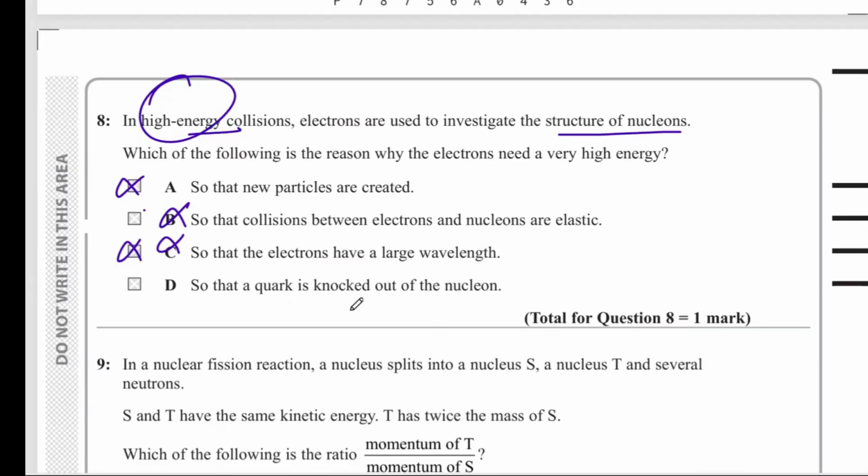So the quark is knocked out of the nucleon. Well, you must specify which quark you're talking about. There must be many quarks emitted out of the nucleus when a high energy collision is taking place, because the nucleon has protons and neutrons, and both of them have quarks. It's not specified, so I'm not going to go with option number D as well, right?